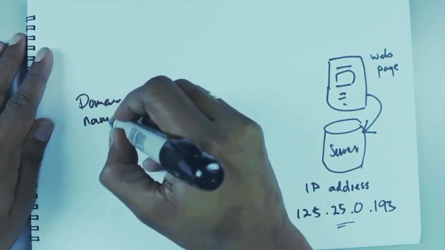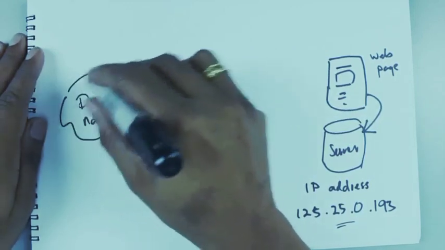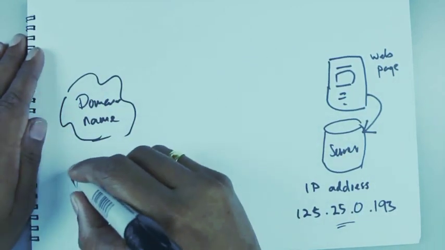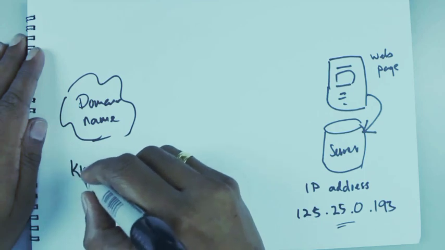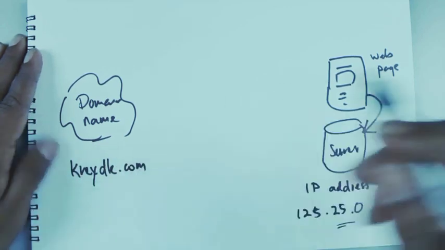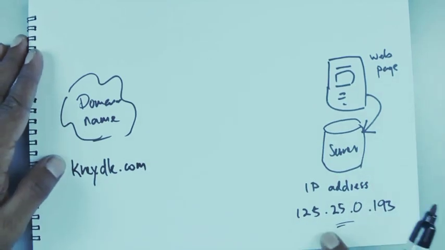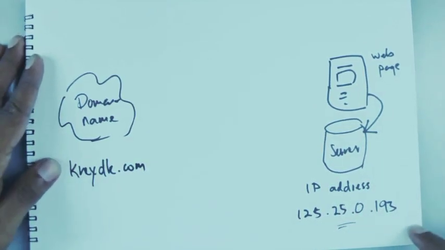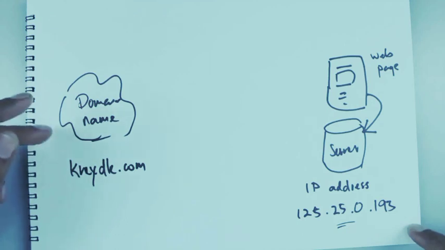Okay, so you have your domain name. And this domain name can be something easy to remember. Let's say our website, cradle.com. It's definitely much easier to remember than 125.25.0.193. So you can just give someone your domain name and say, hey, my domain name is cradle.com.